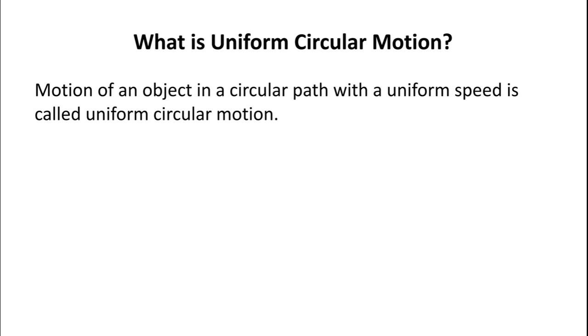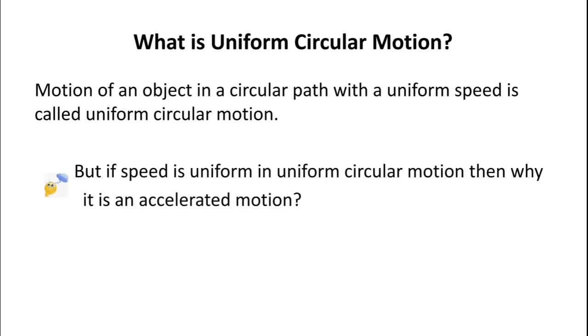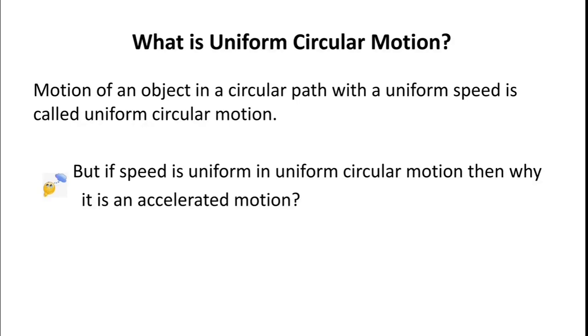Now there arises a question: if the speed is uniform in uniform circular motion, then why is it an accelerated motion? As you know, for acceleration there must be a change in velocity. So if uniform circular motion is an accelerated motion, then there must be a change in velocity in uniform circular motion. Now let us understand this concept, how the velocity is changing in uniform circular motion, with the help of an example.